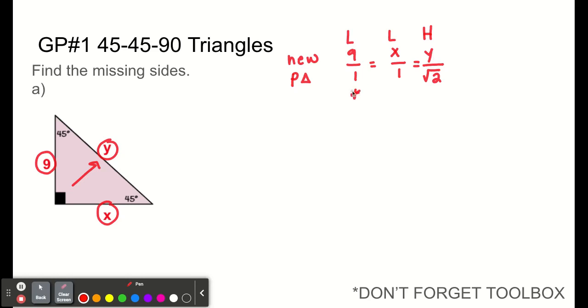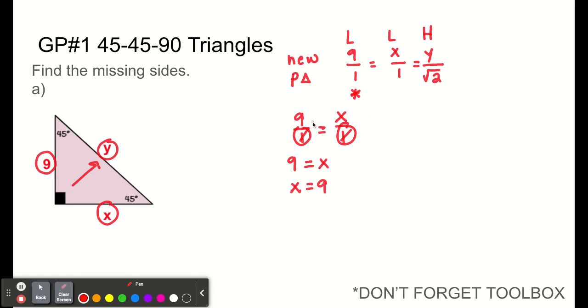So we want to begin by using this ratio here to help us find the missing sides. So we have 9 over 1, and we can set that equal to either of the other two ratios to begin with. It doesn't matter which one you begin with. So we'll go ahead and set that equal to x over 1. Now, whenever you have a number over 1, we know that 9 over 1 equals 9. We know that x divided by 1 equals x. And so we get a measure of x equals 9.